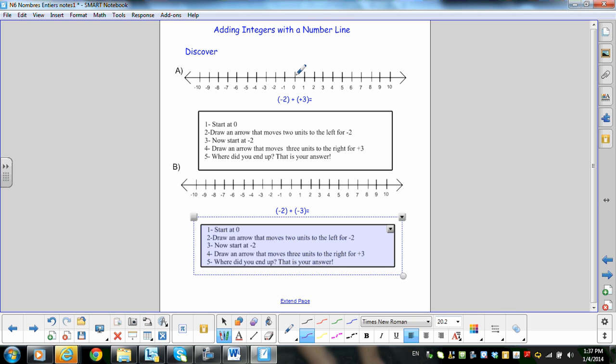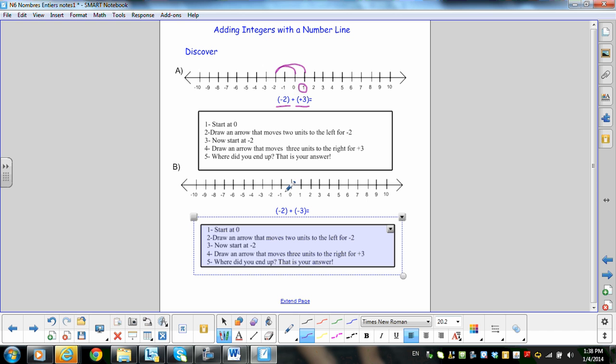So start at 0. What I'm going to do here is go back to -2. So start at 0, draw an arrow, or I like to jump to -2, 2 units to the left. Now I'm going to start there. I don't start back at 0. I start at -2, and then I'm going to add 3 positives. So I'm going to jump 3 spots, which gives me an answer of 1. And that makes sense to me because I had 2 negatives and 3 positives. I had 1 more positive.